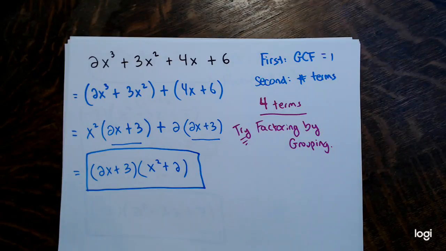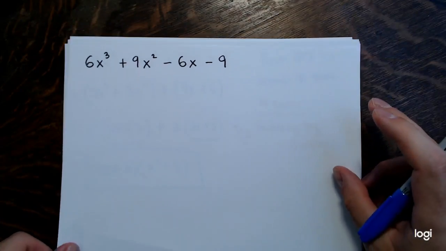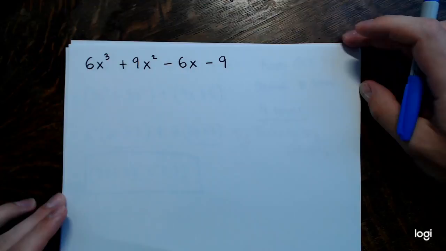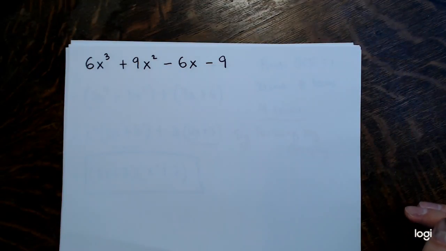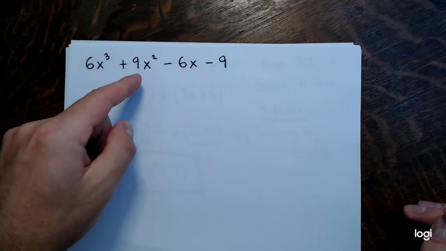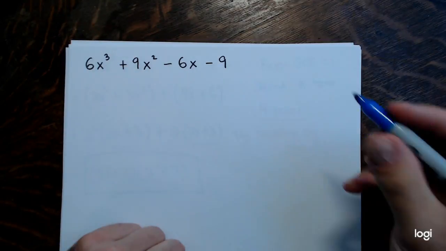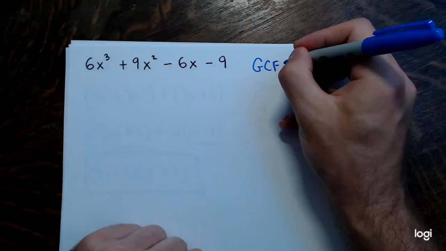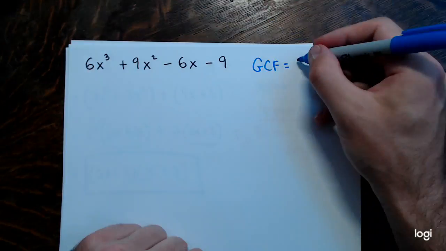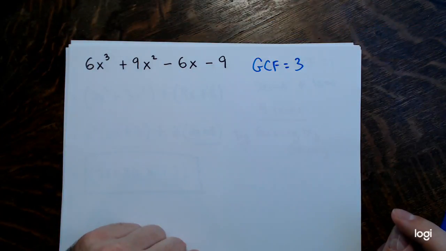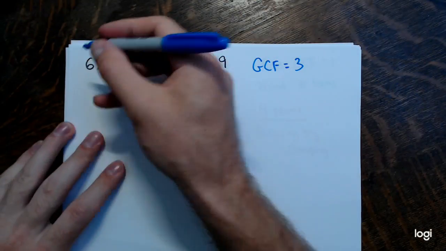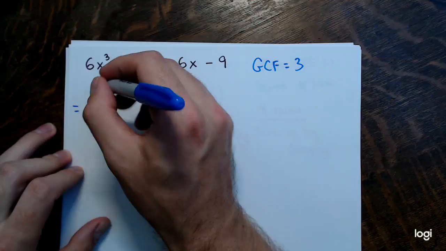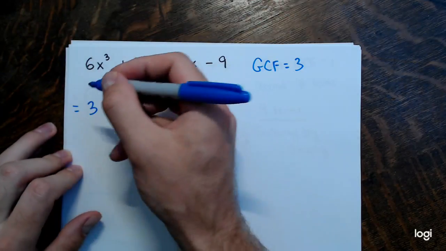So finally, my last example, another polynomial with 4 terms, another degree 3 polynomial here. You got 6x cubed plus 9x squared minus 6x minus 9. Again, greatest common factor first. Now this time, 3 does go into all of these. 6, 9, and 6 and 9. And the lead coefficient's positive, so I'm just going to pull out 3.